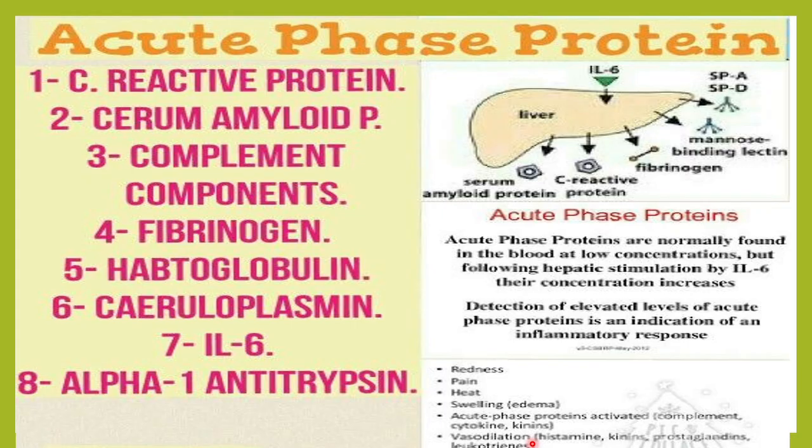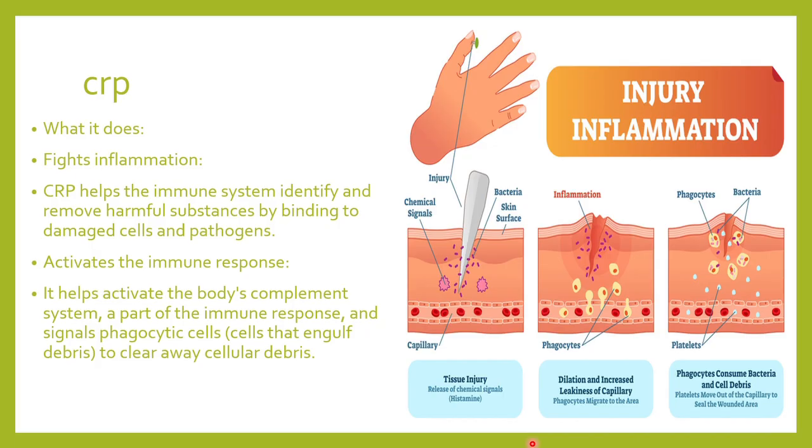CRP is a reactant the body produces to fight against inflammation. Whenever there is inflammation, the immune system identifies it and tries to remove the harmful substances. During that process it activates the immune response. The complement system is activated, the phagocytic system is activated, and the platelets, WBCs, interleukins, and all the factors are released to remove the bacteria.